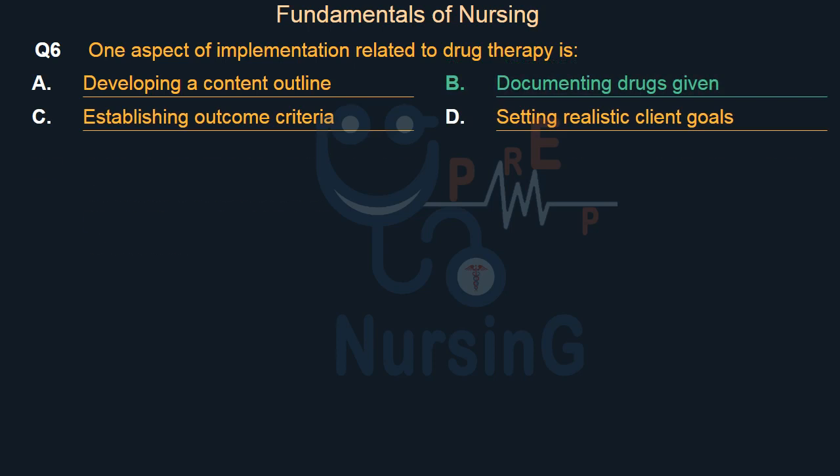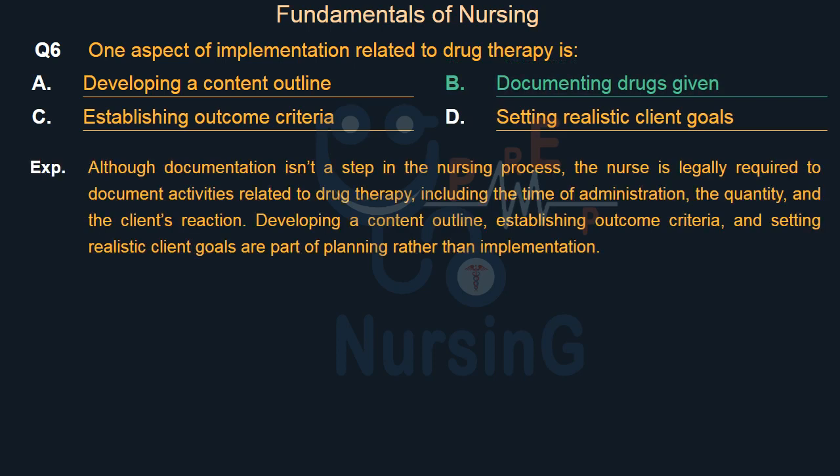Documenting drugs given. Although documentation isn't a step in the nursing process, the nurse is legally required to document activities related to drug therapy, including the time of administration, the quantity, and the client's reaction. Developing a content outline, establishing outcome criteria, and setting realistic client goals are part of planning rather than implementation.